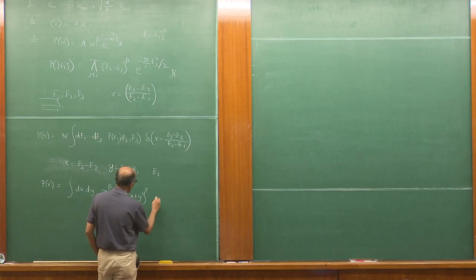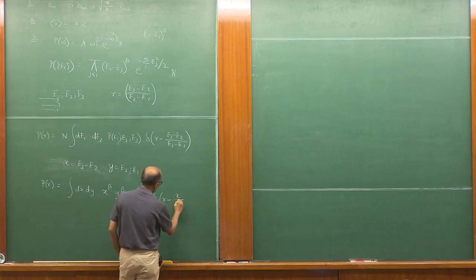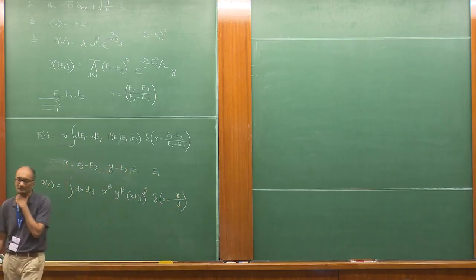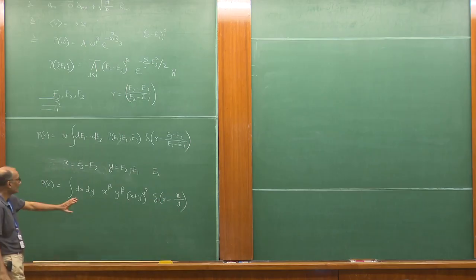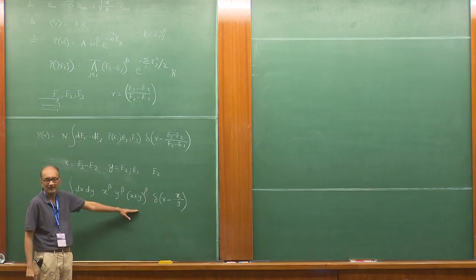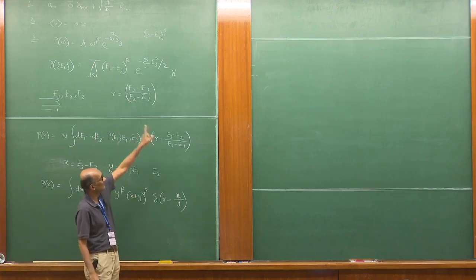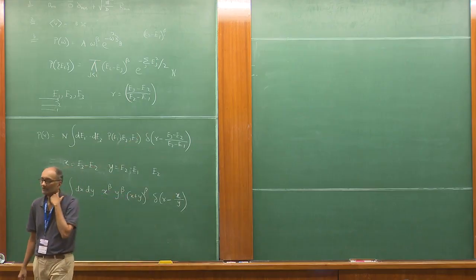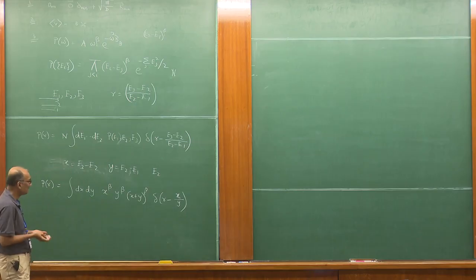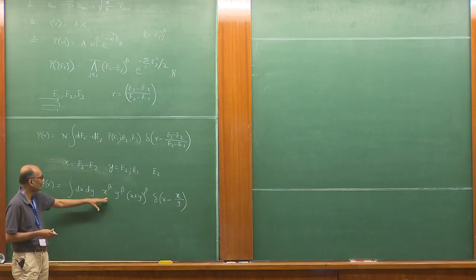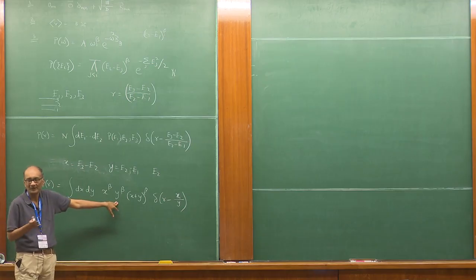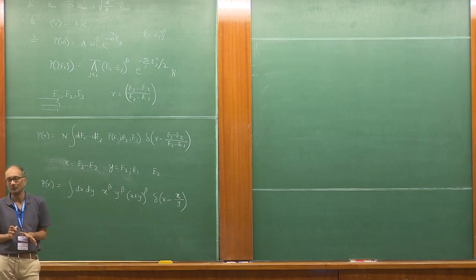And then there is this delta function, delta x by y. Okay. Now, once you do this, the only remaining dependence of E2 is in that exponential. So the task is to write down this exponential in terms of x, y, or any linear combination of x, y, square of them, and some piece which only has E2.